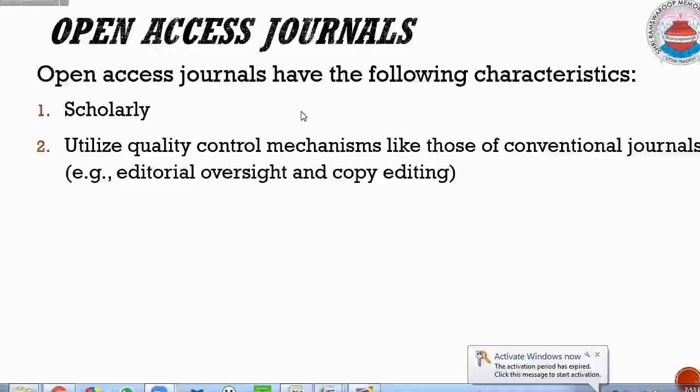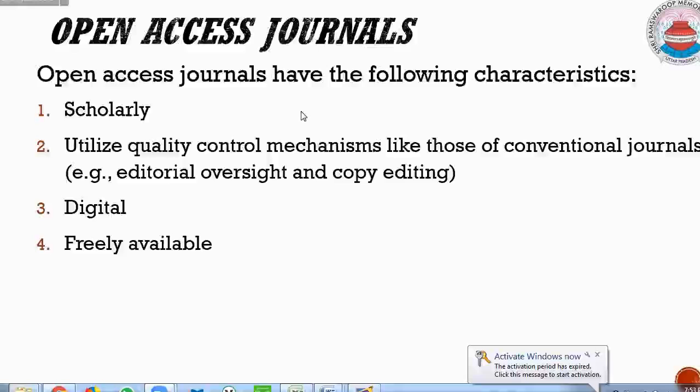They utilize quality control mechanisms like those in conventional journals, for example the peer review process, editorial oversight, and copy editing. It means the text, the formatting, everything should be digital. This is the double underline thing. Open access means digital. Digital is the main thing, because digital has no cost of hard copy and printing. Digital means you create something digitally and share.